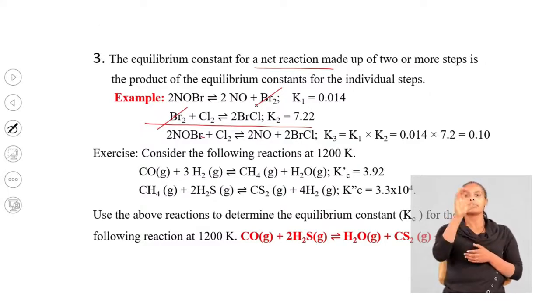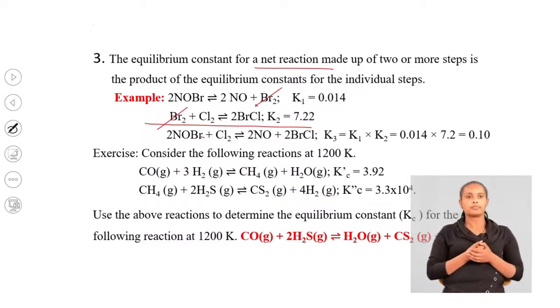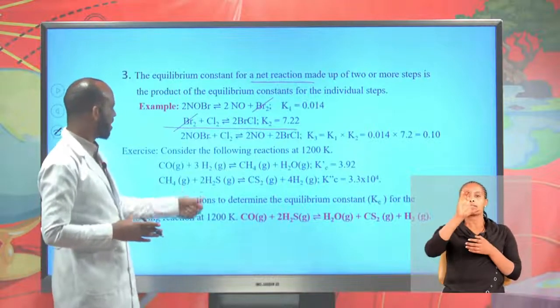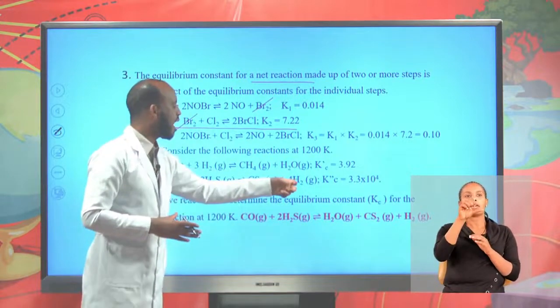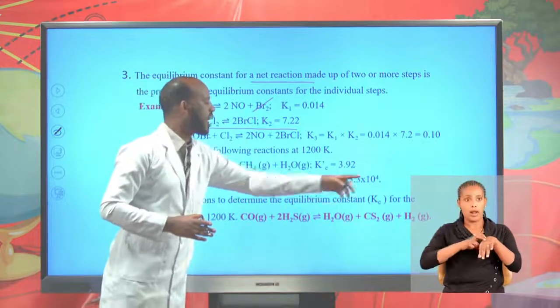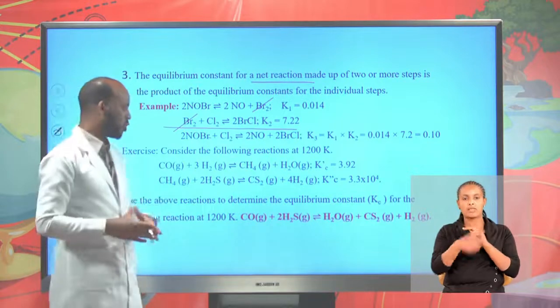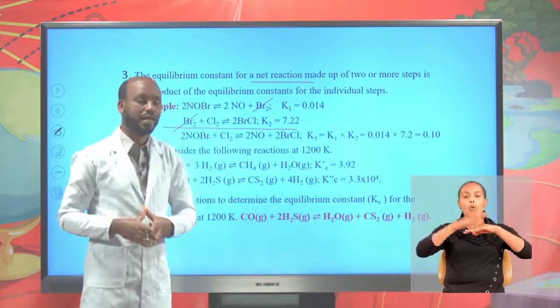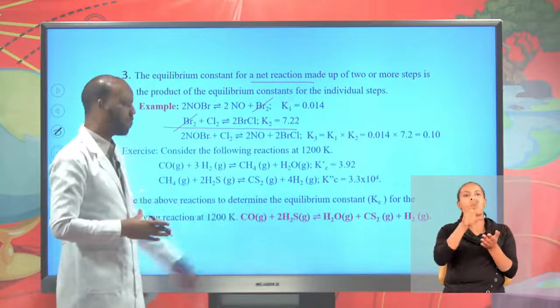Consider the following reaction at 1200 Kelvin. CO gas plus 3H2 gas in equilibrium with CH4 gas plus water gas, K prime C is 3.92. CH4 gas plus hydrogen sulfide gas in equilibrium with carbon disulfide gas plus hydrogen gas, K double prime C is 3.3 times 10 to the power of 4. Use the above reactions to determine the equilibrium constant Kc for the following reaction at 1200 Kelvin.